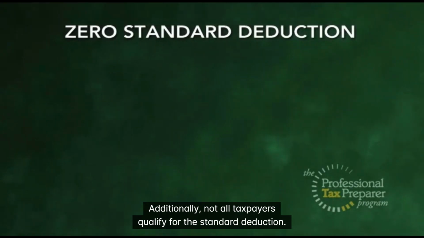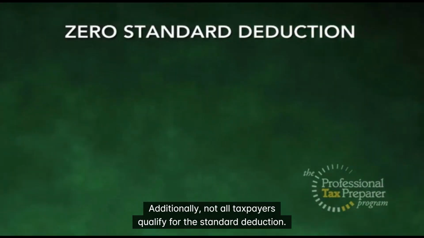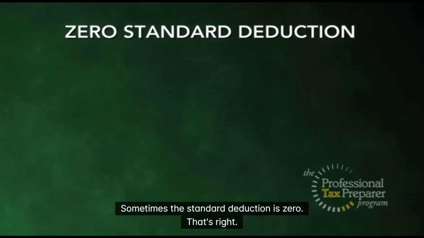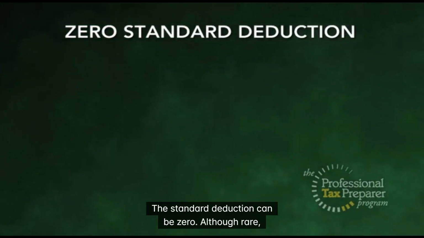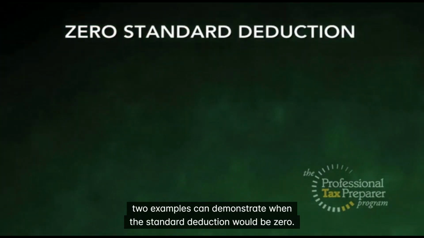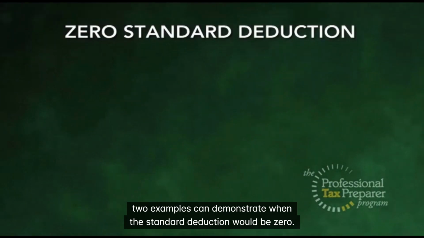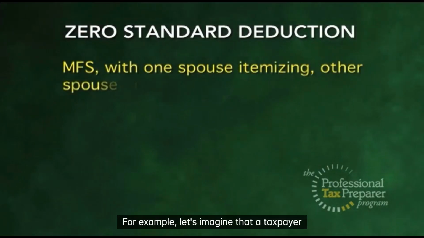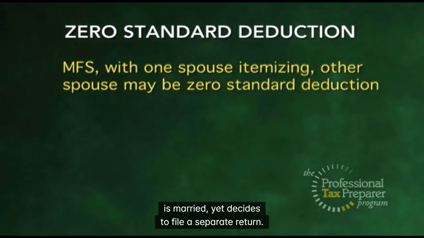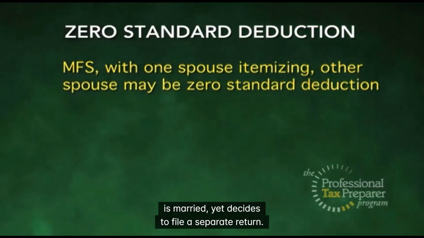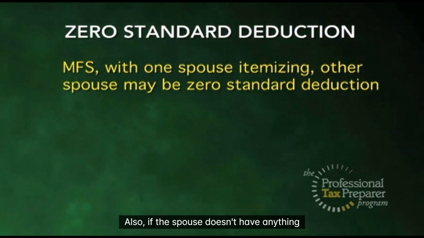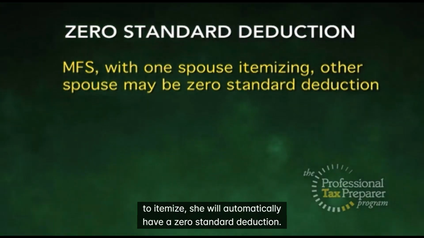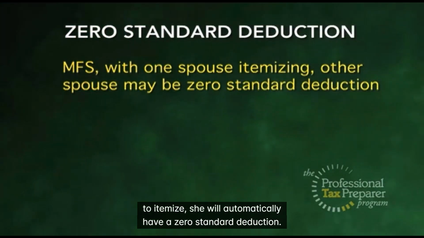Additionally, not all taxpayers qualify for the standard deduction. Sometimes the standard deduction is zero. That's right. The standard deduction can be zero. Although rare, 2 examples can demonstrate when the standard deduction would be zero. For example, let's imagine that a taxpayer is married yet decides to file a separate return. If he itemizes, then his spouse must itemize also. If the spouse doesn't have anything to itemize, she will automatically have a zero standard deduction.